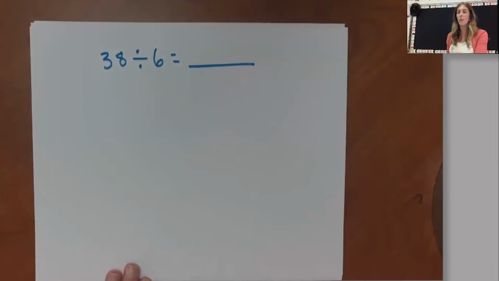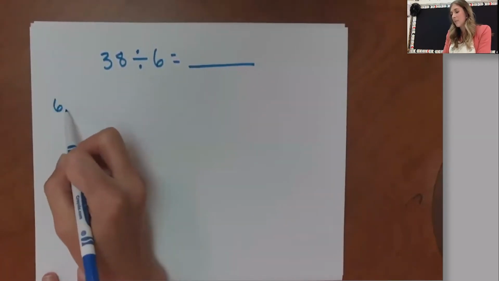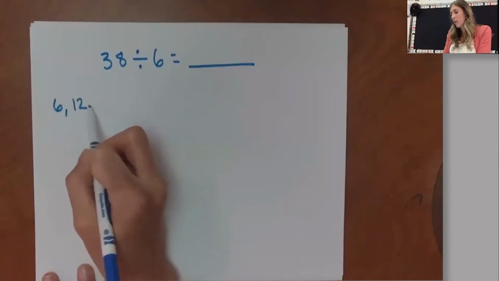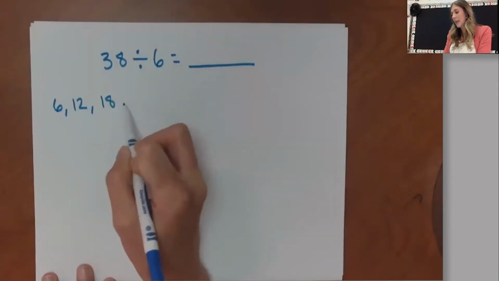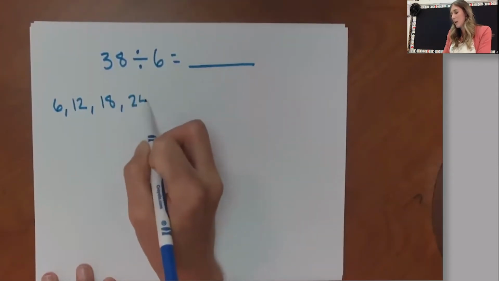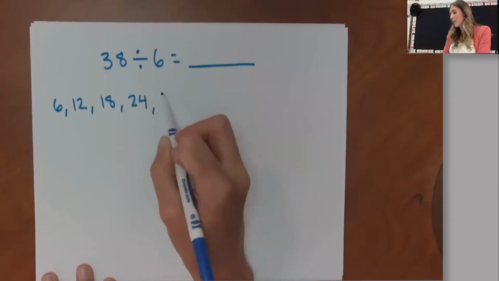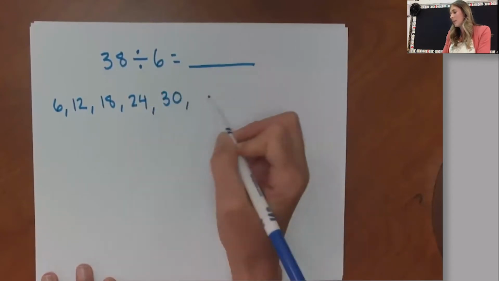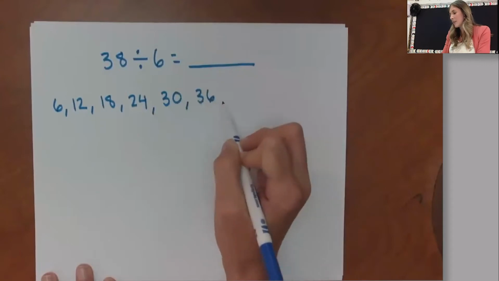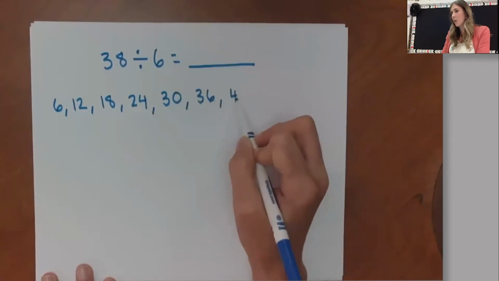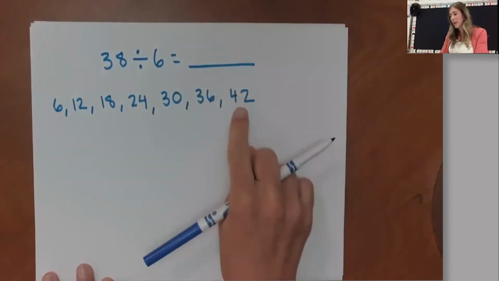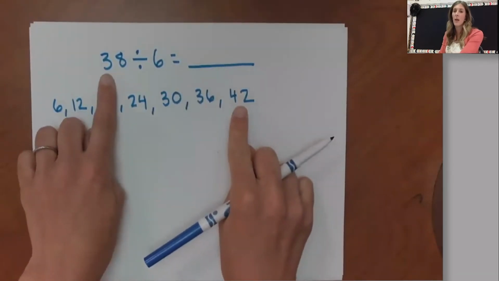For this problem, let's use multiples of 6. Remember, to get multiples of 6, think about your basic facts. 1 times 6 is 6. 2 times 6 is 12. 3 times 6 is 18. 4 times 6 is 24. 5 times 6 is 30. 6 times 6 is 36. 7 times 6 is 42, and we can stop there because my 42 goes over my 38.